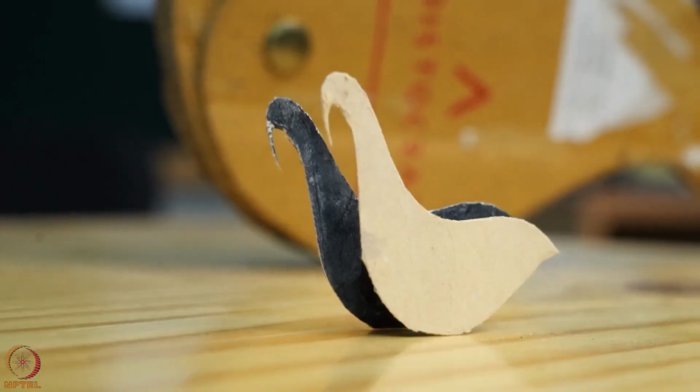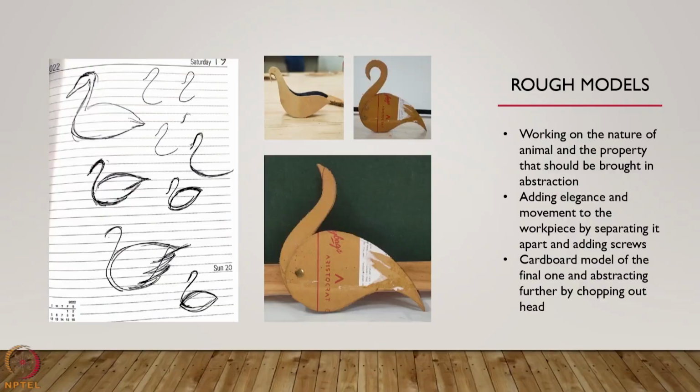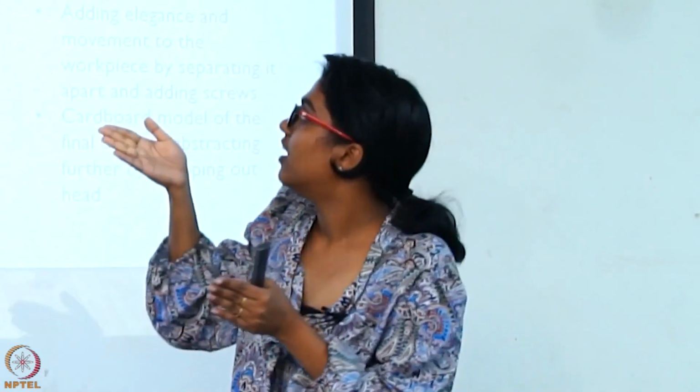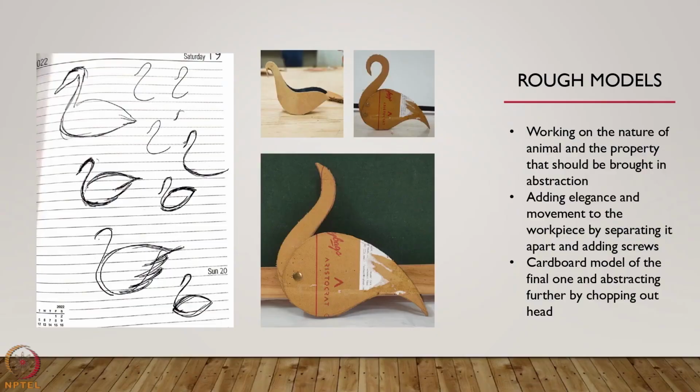So what we did is that we cut this part into two halves so that the neck part comes first and the body part comes next. So we came up with another form, this one. We had two parts now, and I kept the neck part inside so that the movement of the swan can be seen, as well as the elegance of the curves.